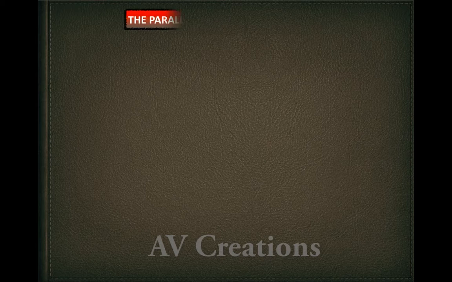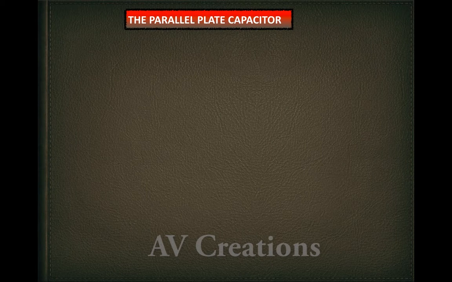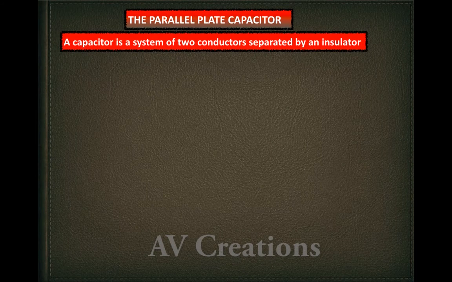Now we are going to discuss the parallel plate capacitor. A capacitor is a system of two conductors separated by an insulator. So a capacitor is simply two conductors arranged at a small distance. A capacitor is a system of two conductors separated by an insulator.